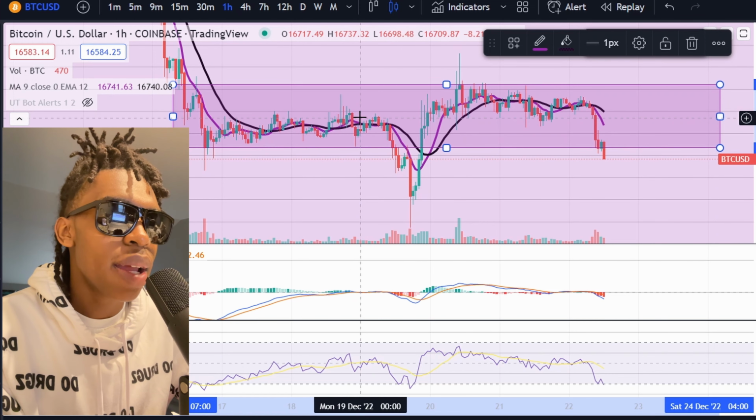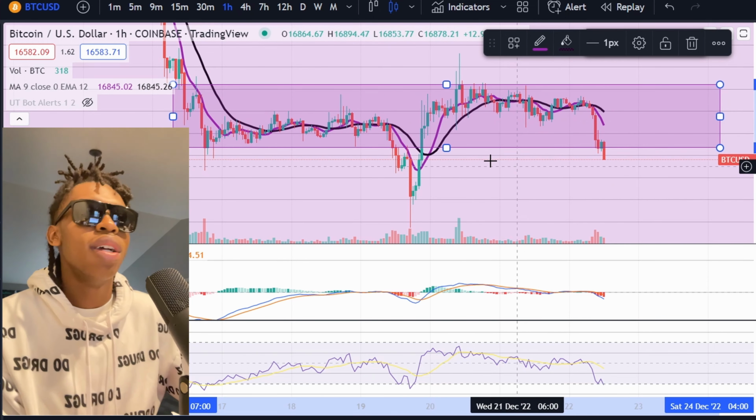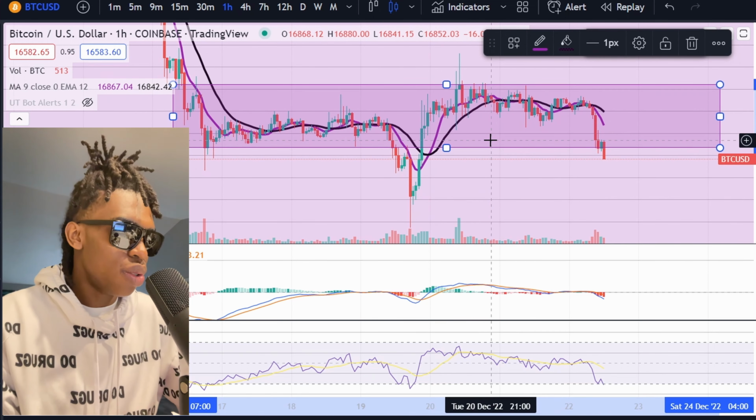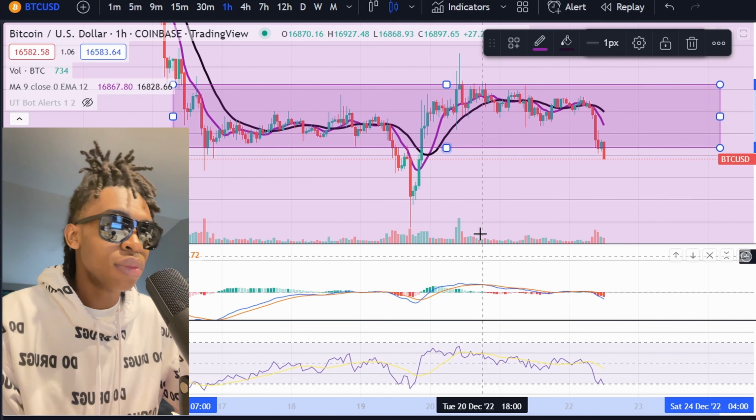Look, when it came out of this range, it went down, then went all the way back up into this range, and went down. So yeah, this is a perfect support and resistance. Like I said, resistance is the ceiling and support is the floor.